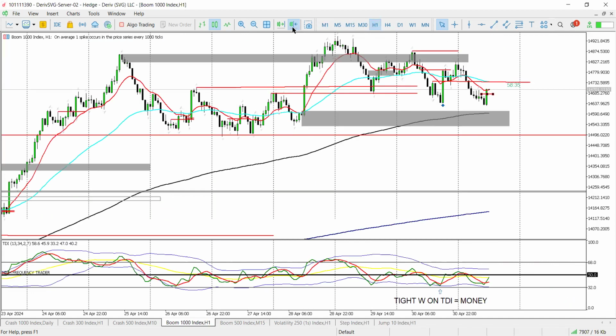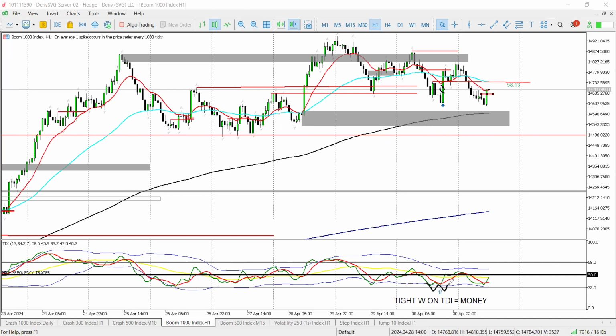So when I came to the chart, I was just browsing my charts while waiting for my C5 to move and my B5 to move. And I noticed TDI showing me a tight W pattern right there. The H1 was in motion already. I think it was somewhere there or somewhere here. So I noticed there was this W pattern.